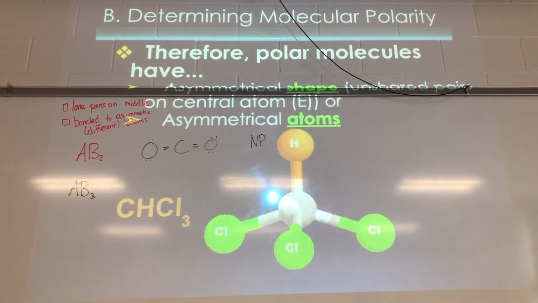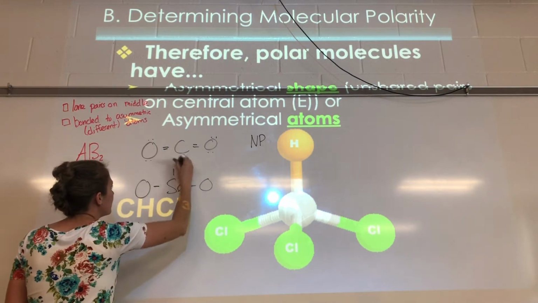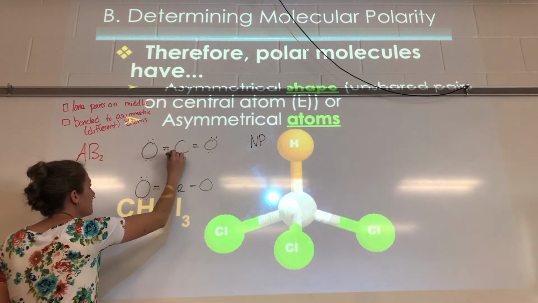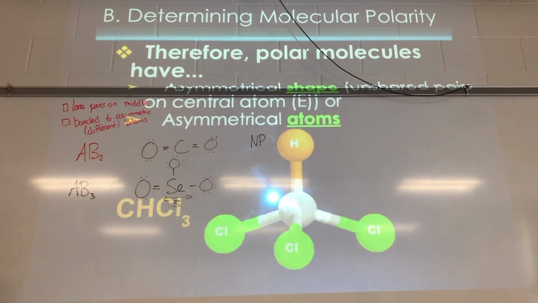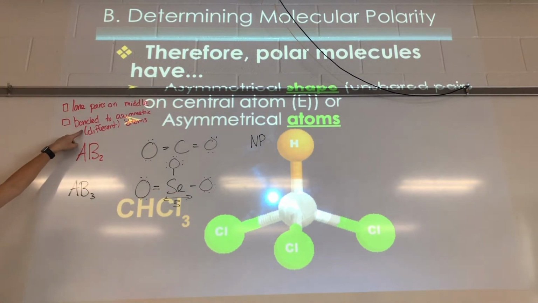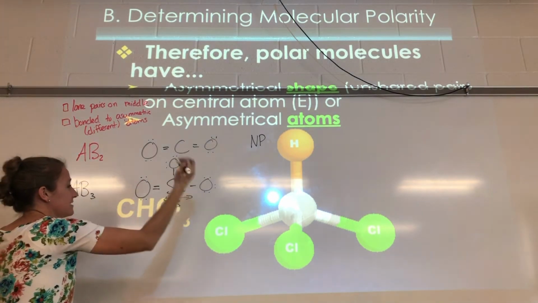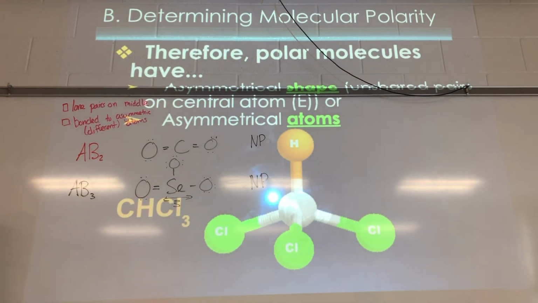AB3 is our next example. Was it SO3? Thank you. This is the shape that you should have. So to determine if it's polar, first check, are there lone pairs on the middle? Nope. Bonded to different atoms, oxygen, oxygen, oxygen, nope. So it's non-polar, perfectly balanced. Stop me if you have a question.